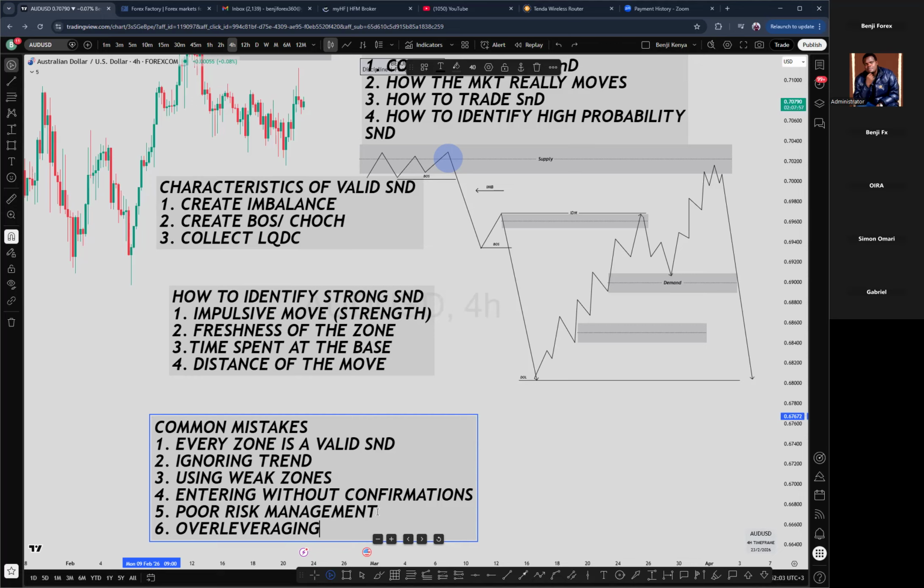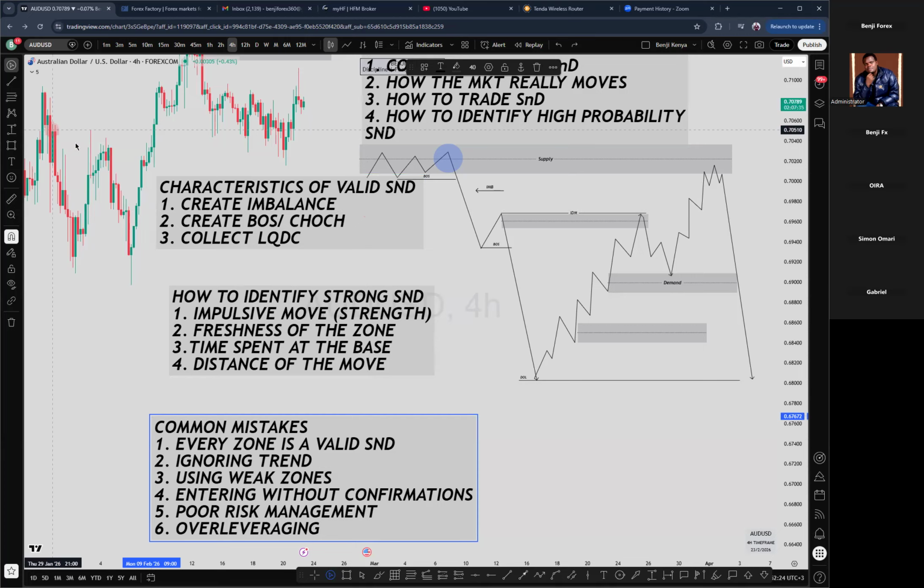So those are the common mistakes that we as traders usually make, and it's very important for us to be disciplined, to check on the market and how it moves, and to observe all these. So let's observe all these, the characteristics and how to identify strong supply and demand areas, and also the common mistakes that we make, and avoid them at all costs.